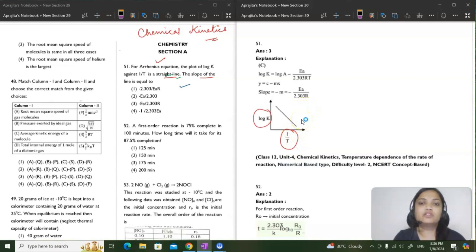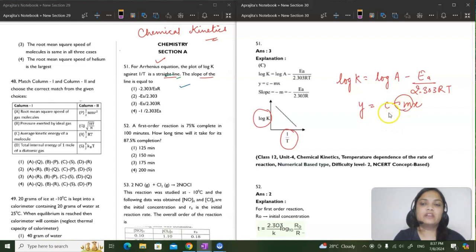According to the Arrhenius equation, log k is equal to log A minus Ea upon 2.303 RT. Now if I compare it with the straight line equation, you can see that the slope is negative in this case. So it is C minus mx. So the slope is negative here. If I compare it, C is log A, which means log A will be your intercept.